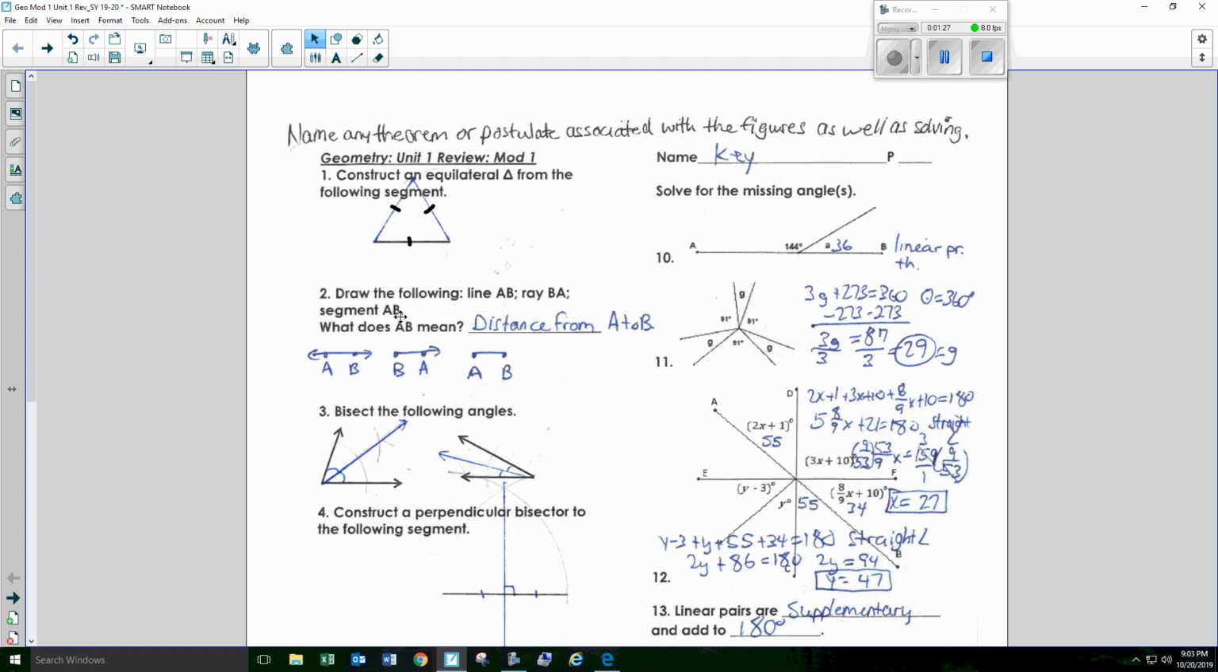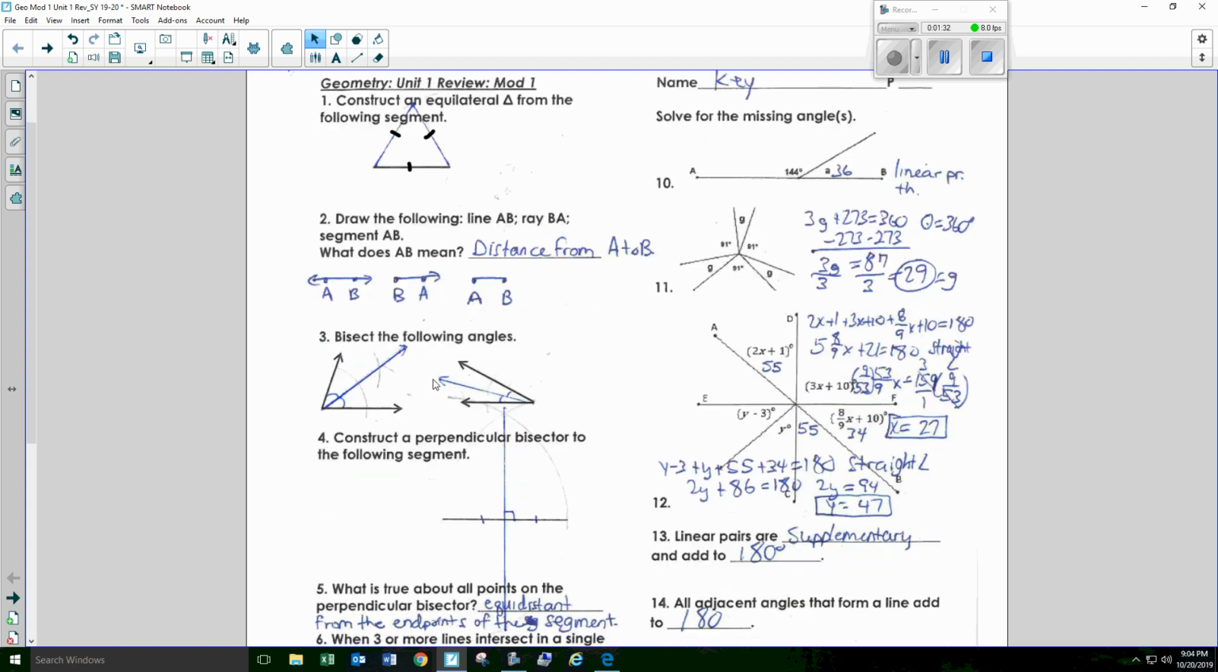What does just AB mean? Remember, there's nothing above it. It means the distance from A to B. How to bisect an angle. This is always on the DCAS, so there's a good chance you might see that here.